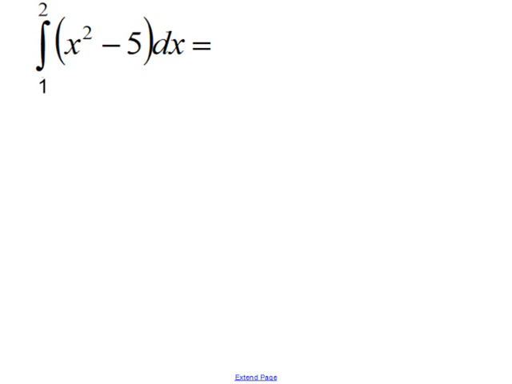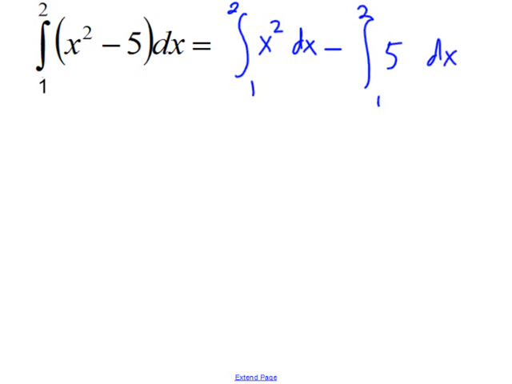I'm integrating from 1 to 2 of x squared minus 5. So we can use the idea of our properties of integrals to split this up and say, okay, well, this is the same thing as the integral from 1 to 2 of x squared dx minus the integral from 1 to 2 of 5 dx. Okay, then you got to find the antiderivative of x squared. So which function, when you take the derivative of it, gives you x squared? So we know that it's going to be x cubed.